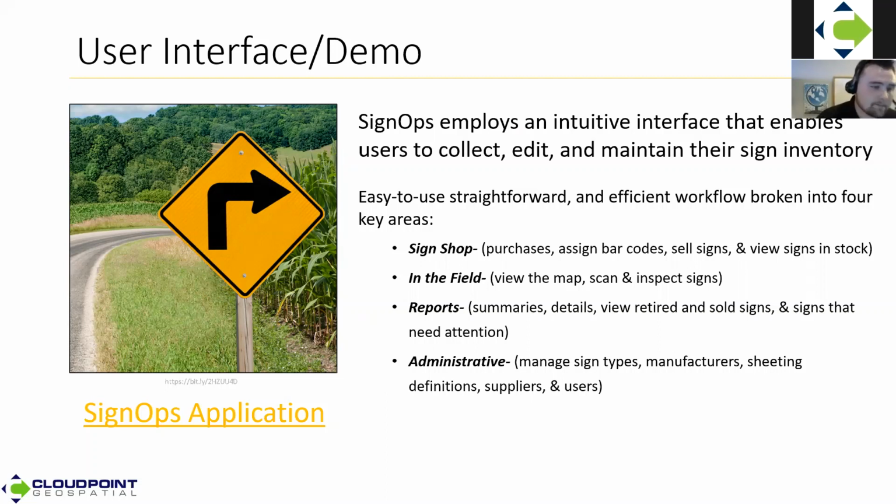So our sign shop, this is going to be where we do the behind the scenes work, where we can enter our purchases, assign barcodes to specific signs. This is where if your organization sells signs, we would accomplish that. And we can also view all the signs that we have currently in stock out in the shop ready to go. In the field is the meat and potatoes.